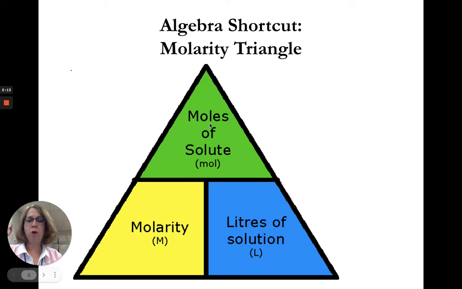You should draw a triangle and divide it into these three sections. In the left-hand section, you'll write the word molarity and the capital M, which is the abbreviation. In the top section, you'll write moles of solute and the abbreviation MOL. And in the right-hand section, you'll write liters, if you're British, you'll spell it that way, of solution with a big L as the abbreviation for liters. Now, how do I use this to solve? Okay, let's look at the next slide.